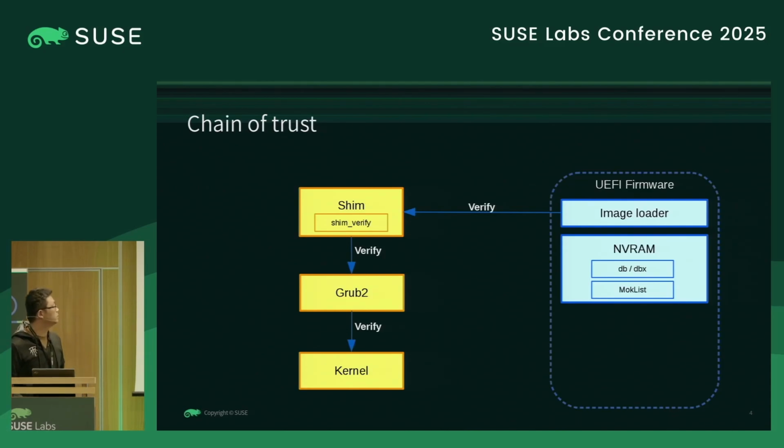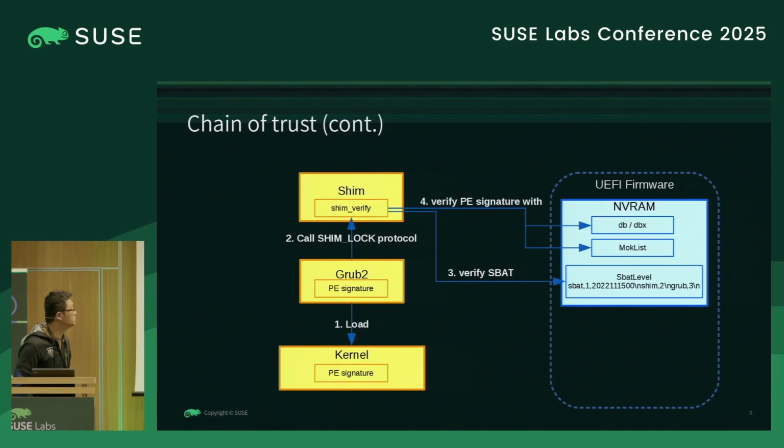So this is one very simple picture to show the chain of trust of the UEFI and the Shim. Very simply, the UEFI firmware will verify the Shim by the DB or DBX, and Shim will verify grub2, and grub2 will verify the kernel. It's a very simplified picture. And this picture is more detailed.